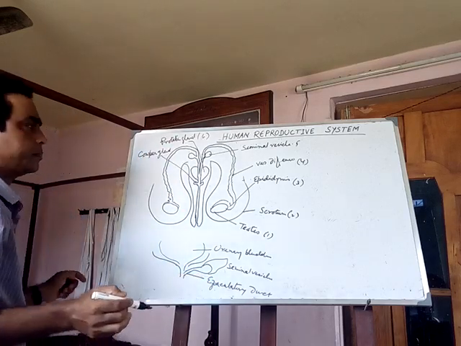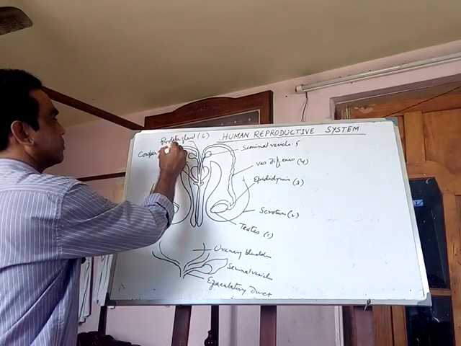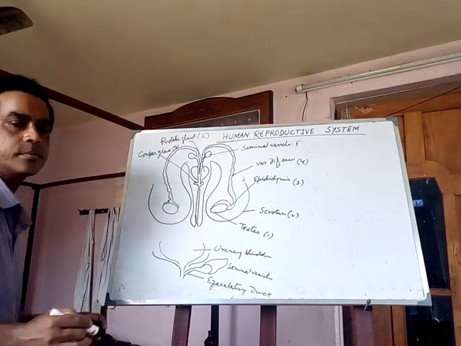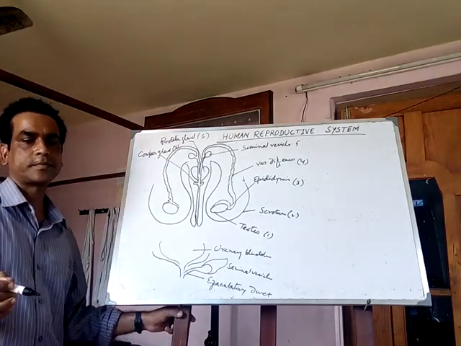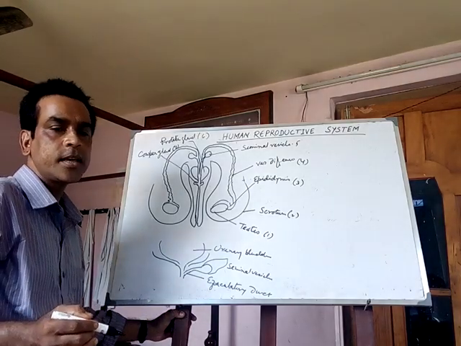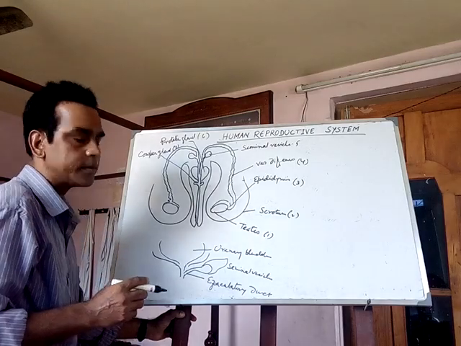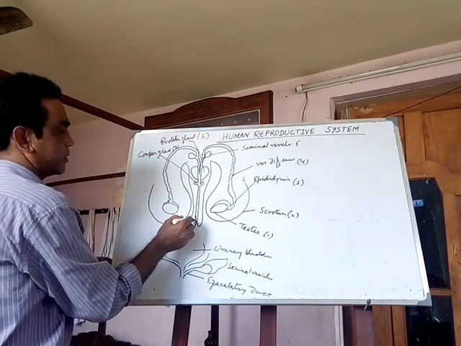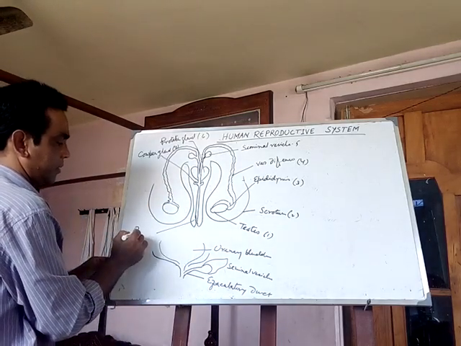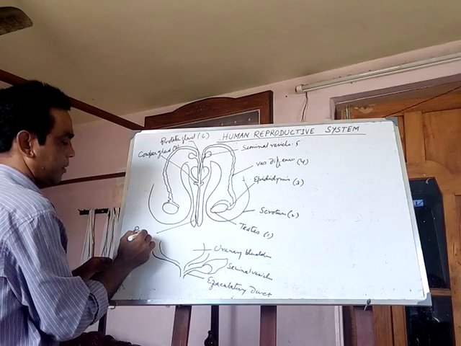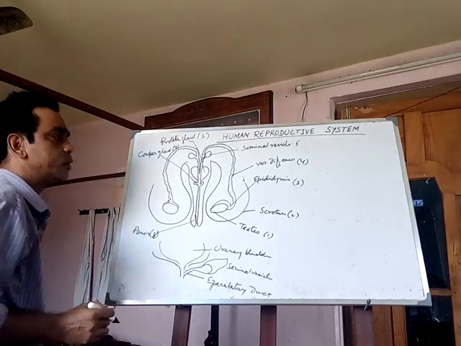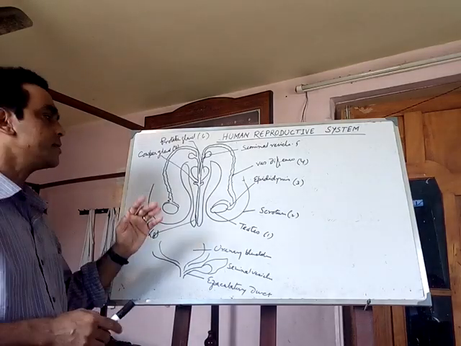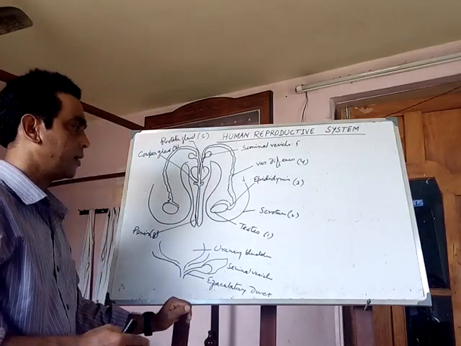And that is 7, the Cowper gland, and that is the penis. There are a total of 8 parts in this structure, which I represent here.